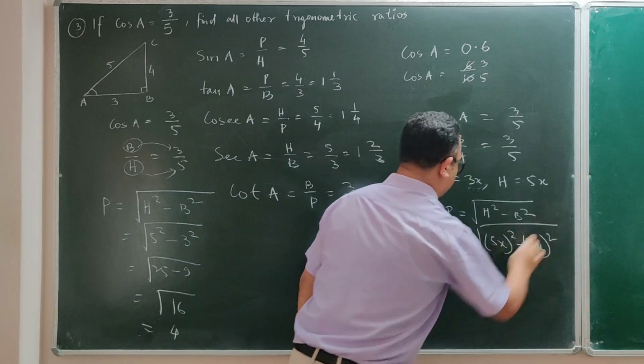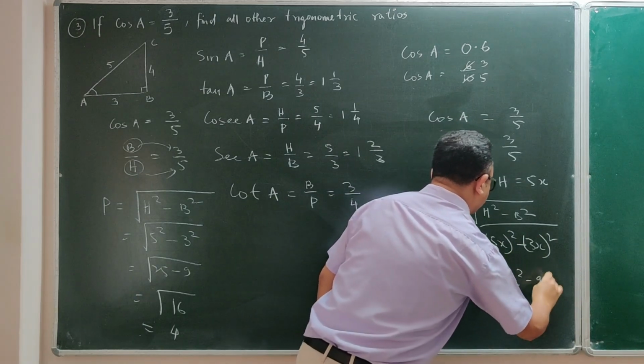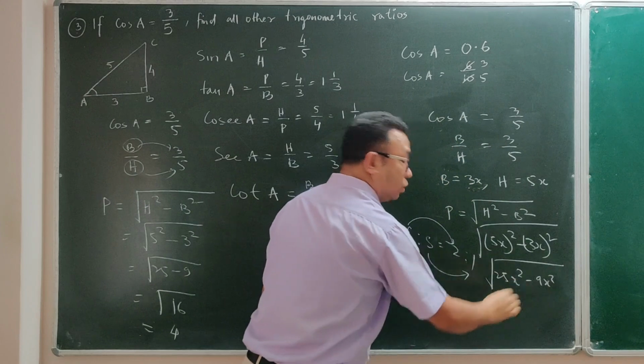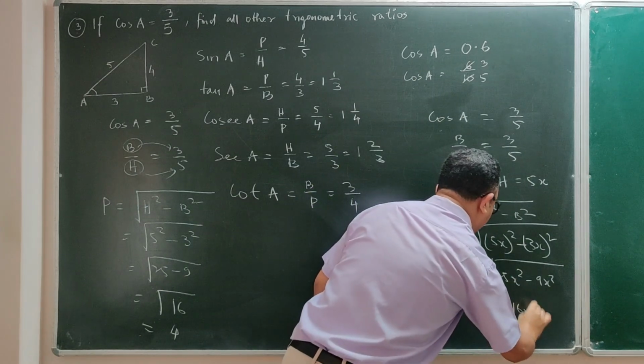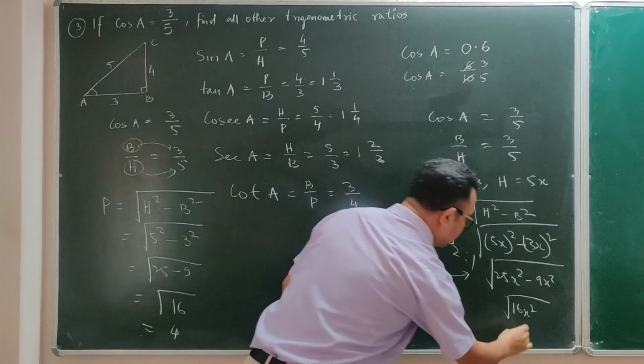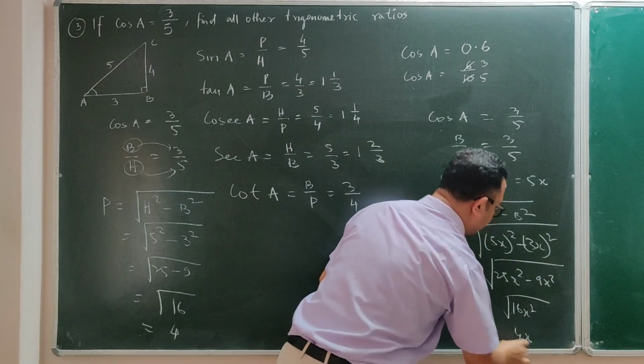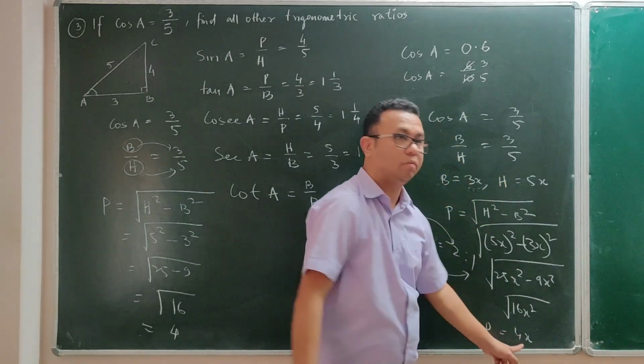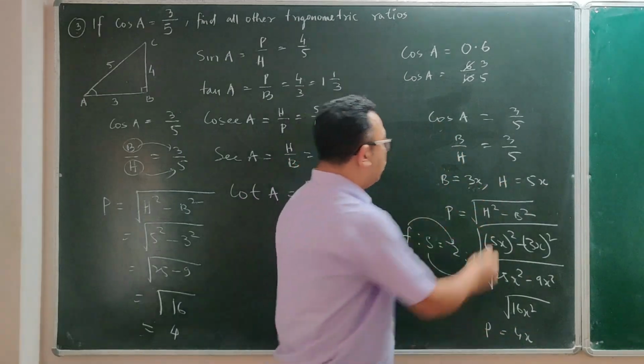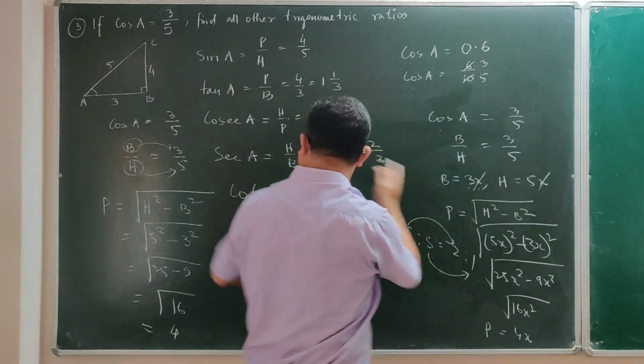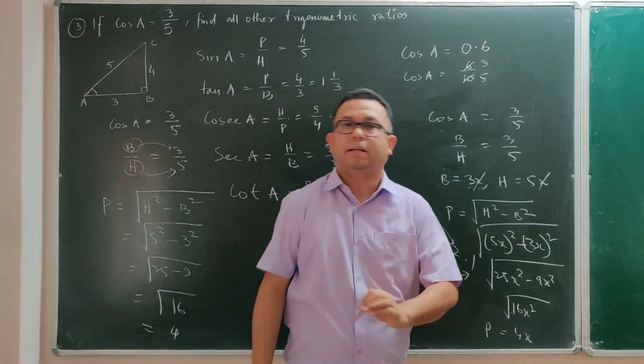Then hypotenuse will be (5x) whole square minus base (3x) whole square. So under the root, this will be 25x square minus 9x square under the root. So this gives you 16x square under the root, and square root of 16 is 4, square root of x square is x. So then the perpendicular becomes 4x. Even without taking x, you'll get the same answer, but that is not recommended.